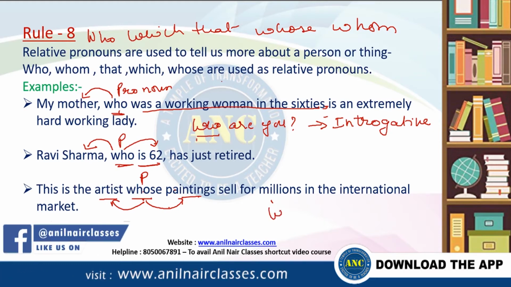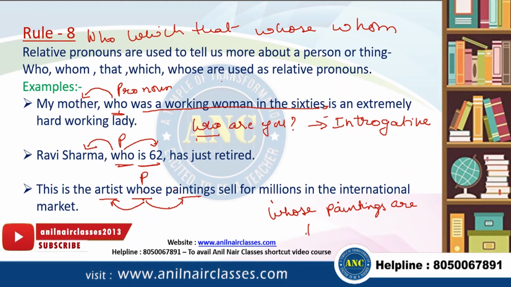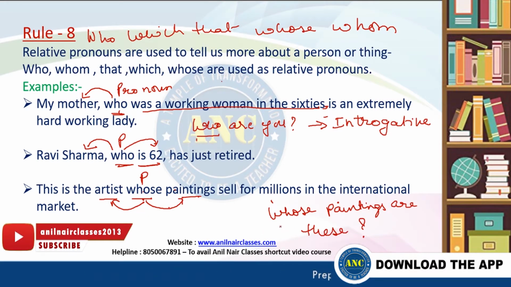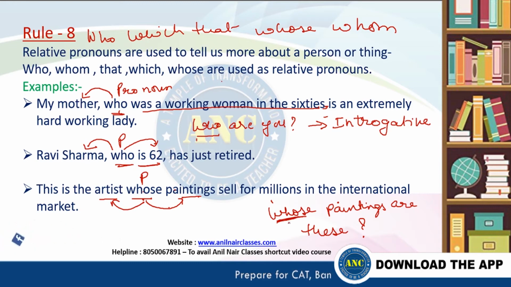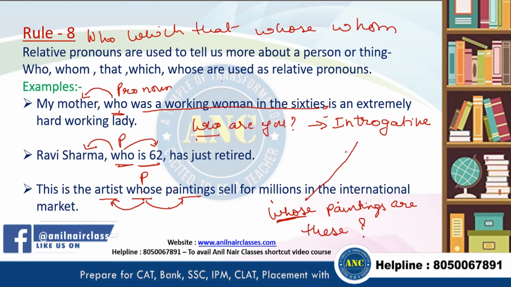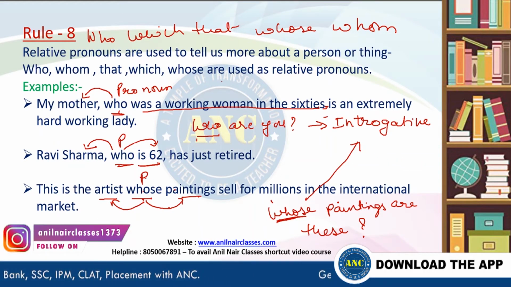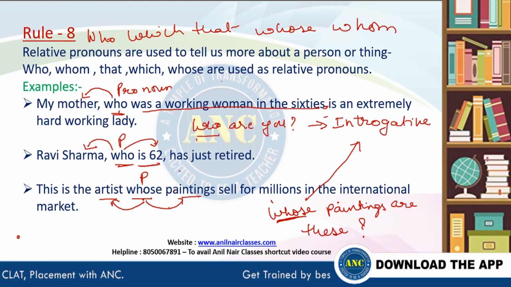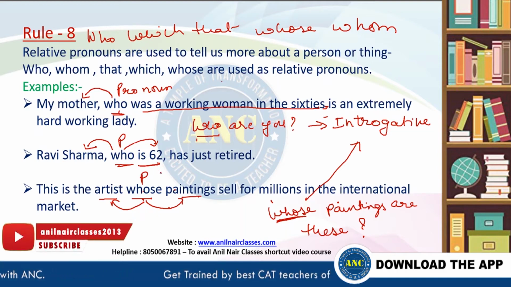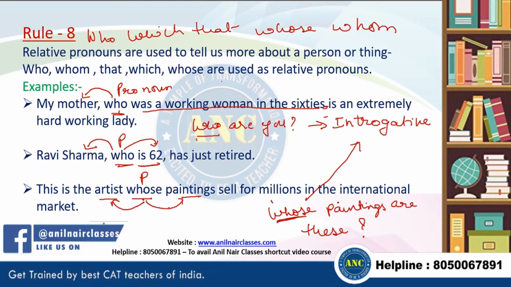Now if I say, whose paintings are these? I'm asking a question. So in this particular example, whose is an interrogative pronoun. So don't get confused. I've been saying from my very first lecture that we are learning grammar. We are trying to understand the grammar in terms of functional concept, right?